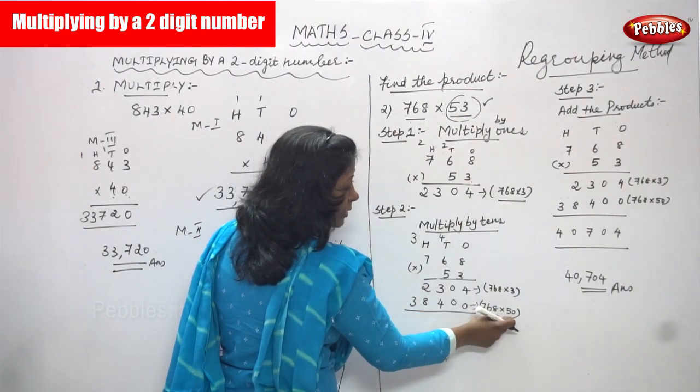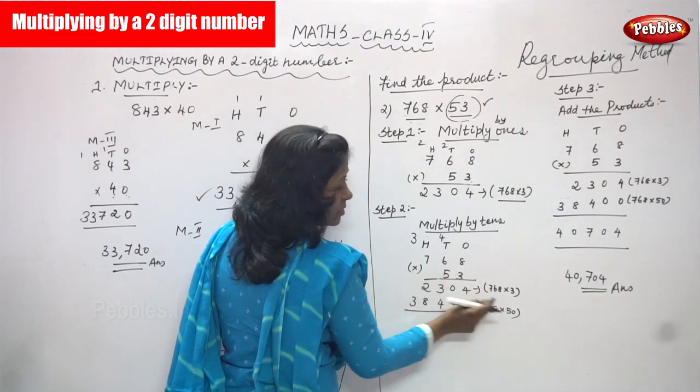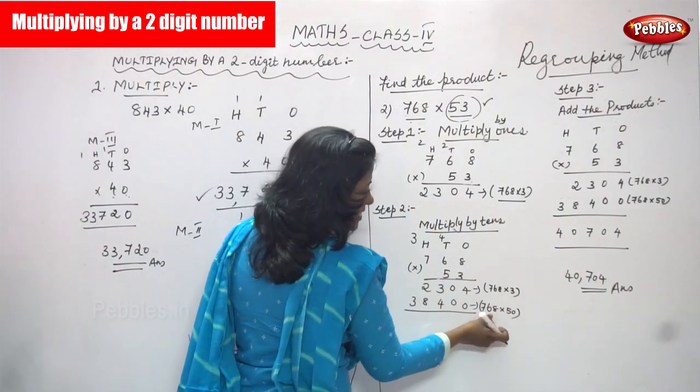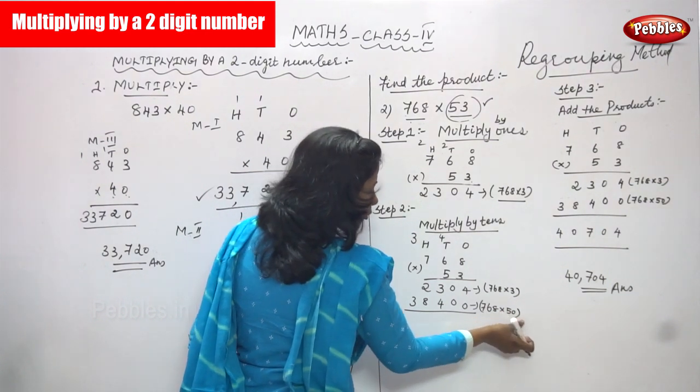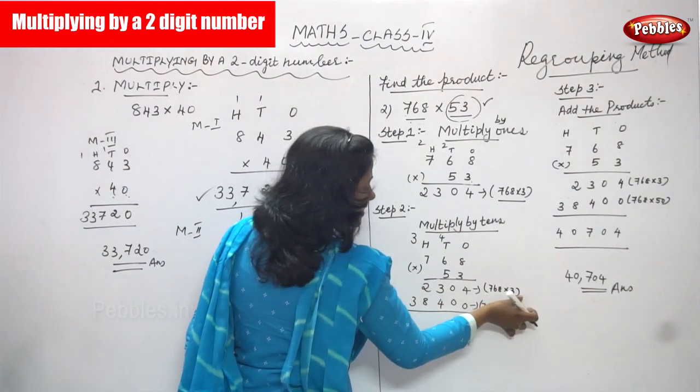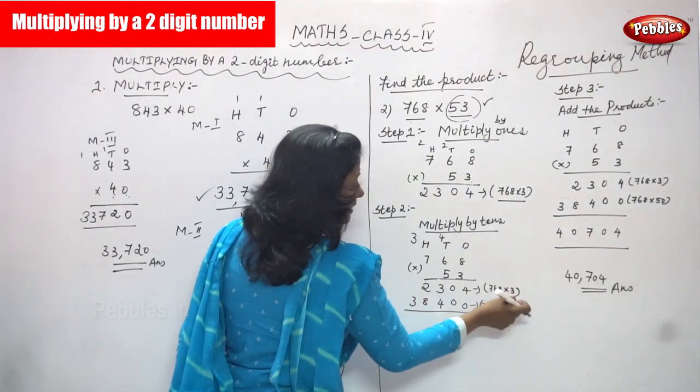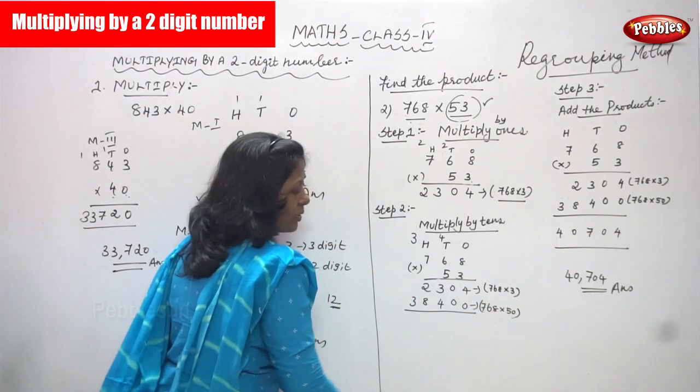Why should I write 50? Because it is 5 tens. That is 5 into 10, 50. That is 768 into 50. This is 768 into 3, that is ones place. This is tens place. That is what I have written.